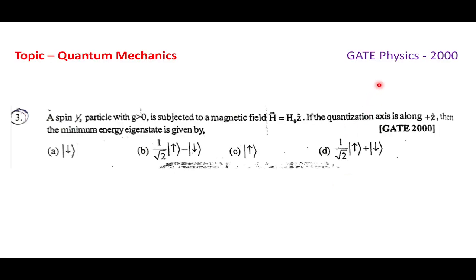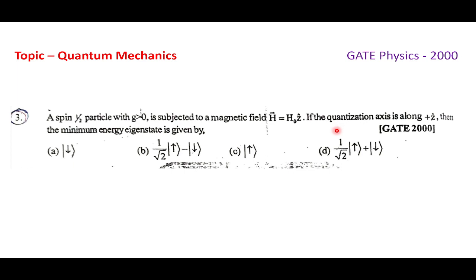This question was from GATE 2000. This is from quantum mechanics. The question is pretty simple and straightforward. That is, a spin half particle with g greater than 0, that is the Landé g factor greater than 0, is subject to a magnetic field H equals H naught z cap.